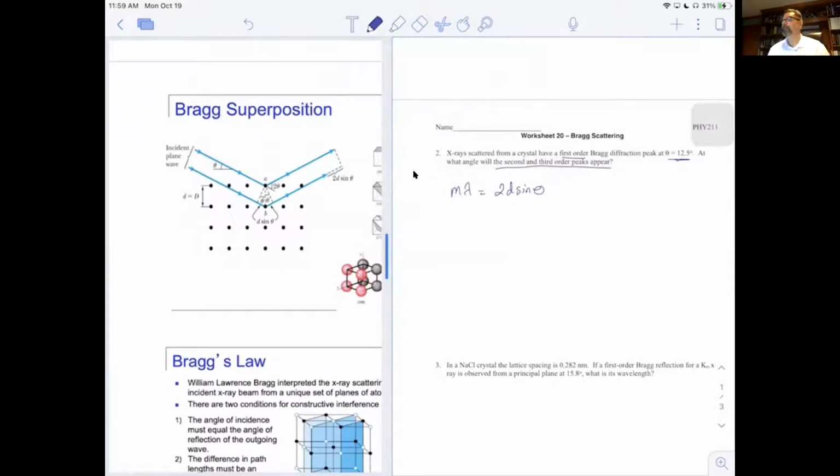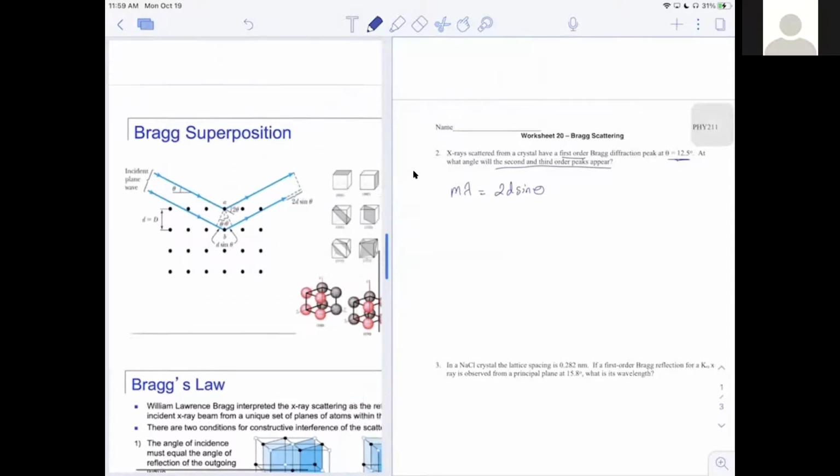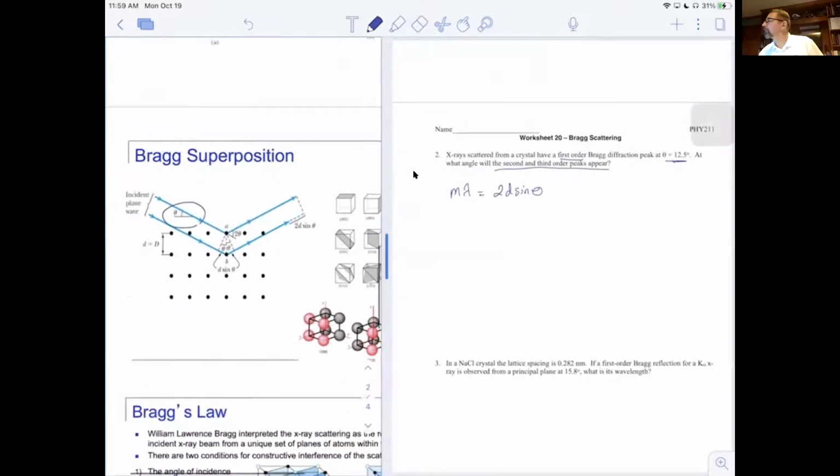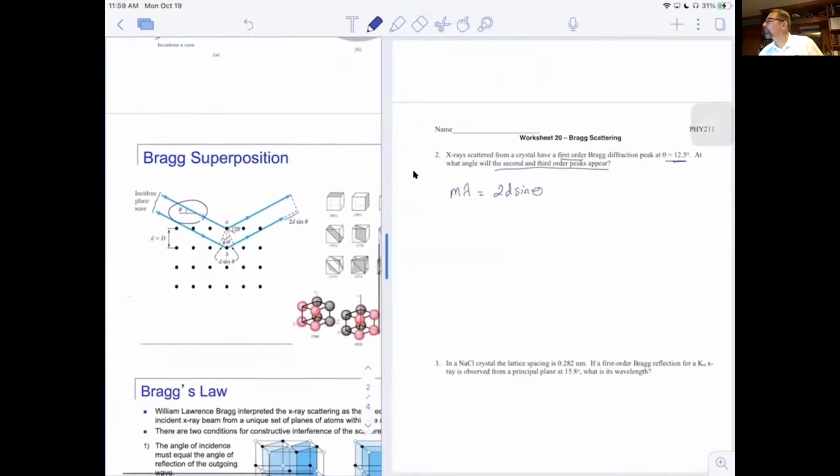Okay. All right, I think you're one off. And you got to calculate two angles now, right? One for m equals 2 and one for m equals 3. And you're good to go. Yep, that sounds right.